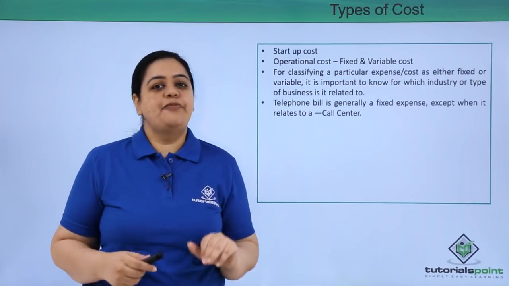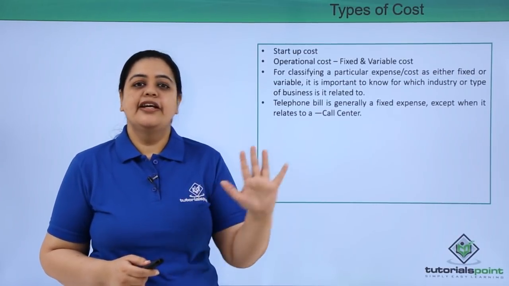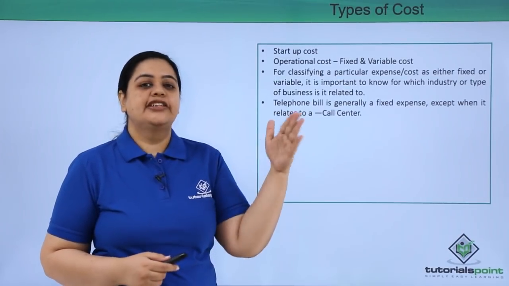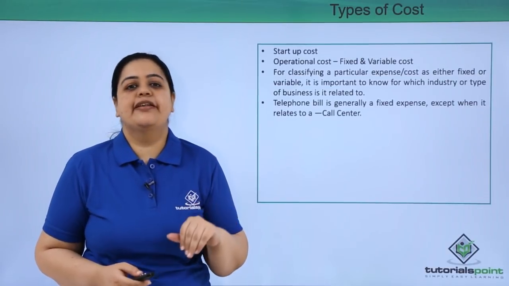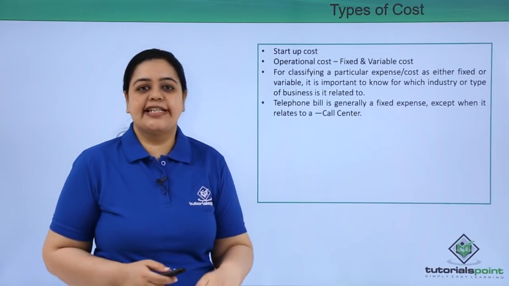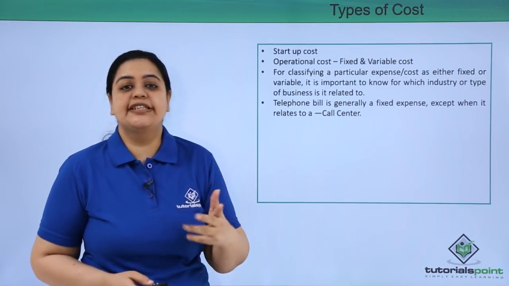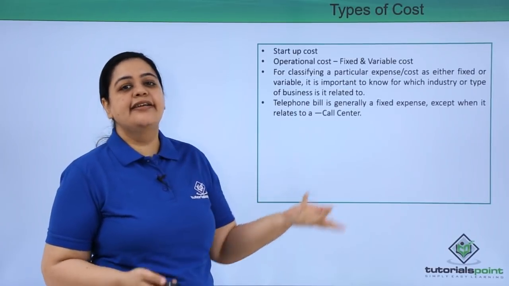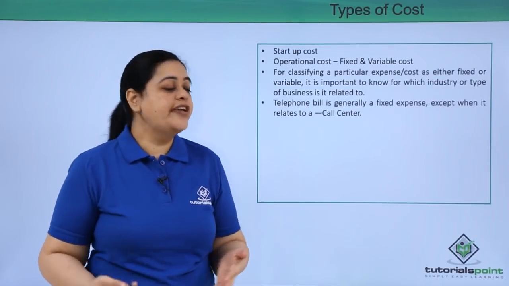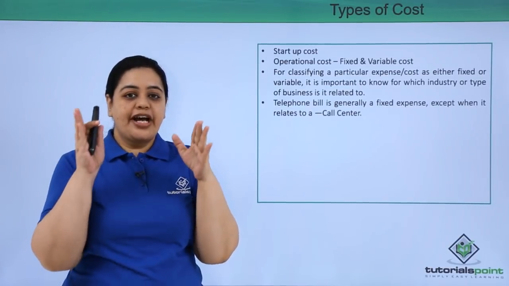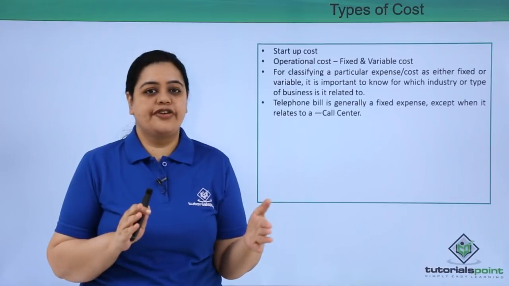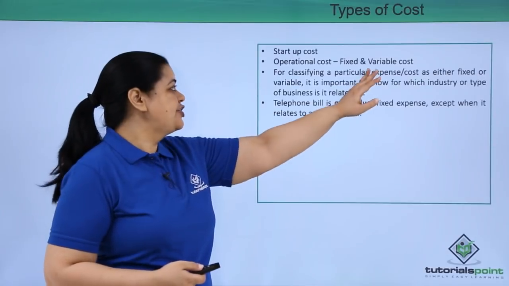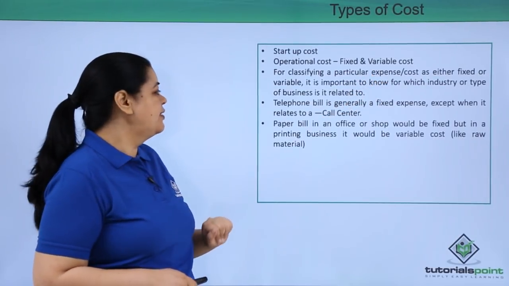Let's say I have a postpaid connection for my business. There would be a fixed monthly rental plan which I have taken from, let's say, Vodafone, wherein I need to pay them 1000. So that's a fixed expense for my business. So telephone bill would become a fixed expense. But if I'm referring to a call center business, then telephone expense would not be a fixed expense. So you need to understand for which industry you're classifying the cost, and on the basis of that you will make a decision whether the cost is a fixed cost or variable cost.